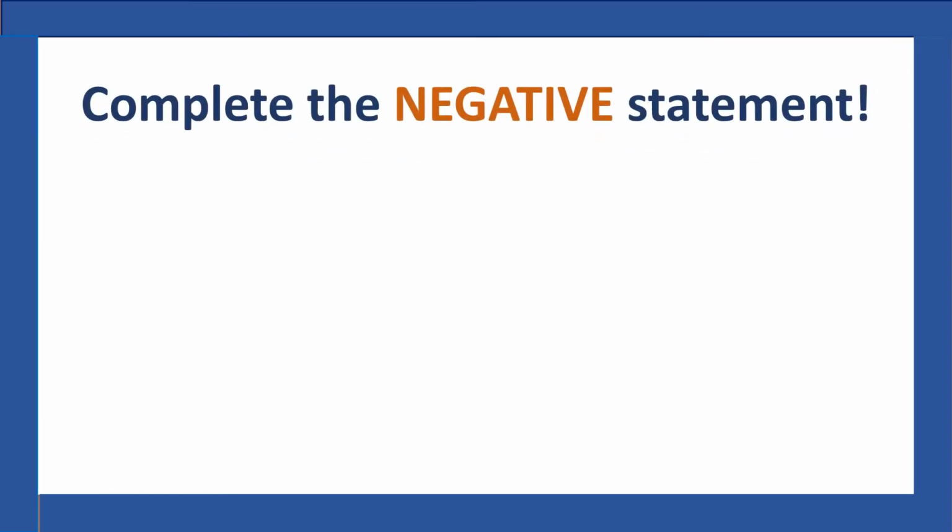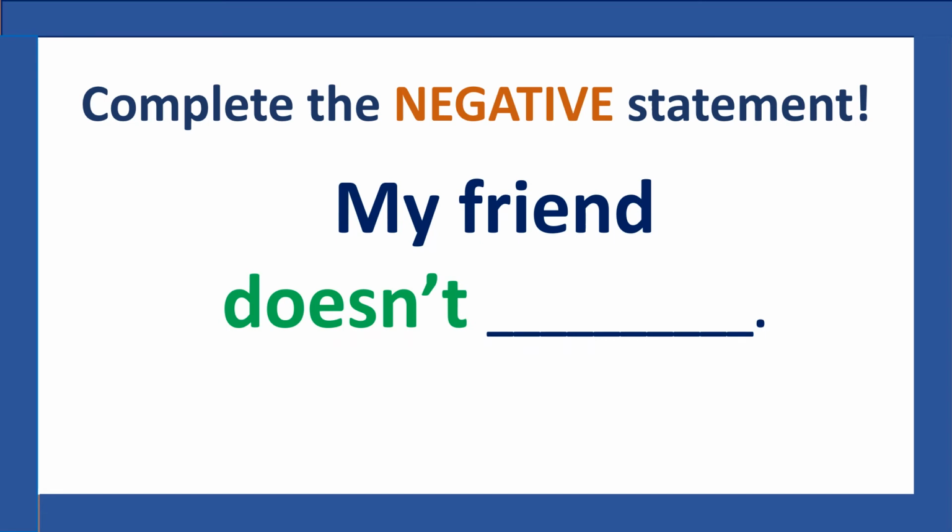Complete the negative statement. My friend doesn't. Doesn't. Verb to be or helping verb? That's right. It's a helping verb. So after the helping verb, what do you need? A verb. So for example, my friend doesn't live in Toronto. My friend doesn't work. My friend doesn't have any children. Live, work, have, those are verbs.